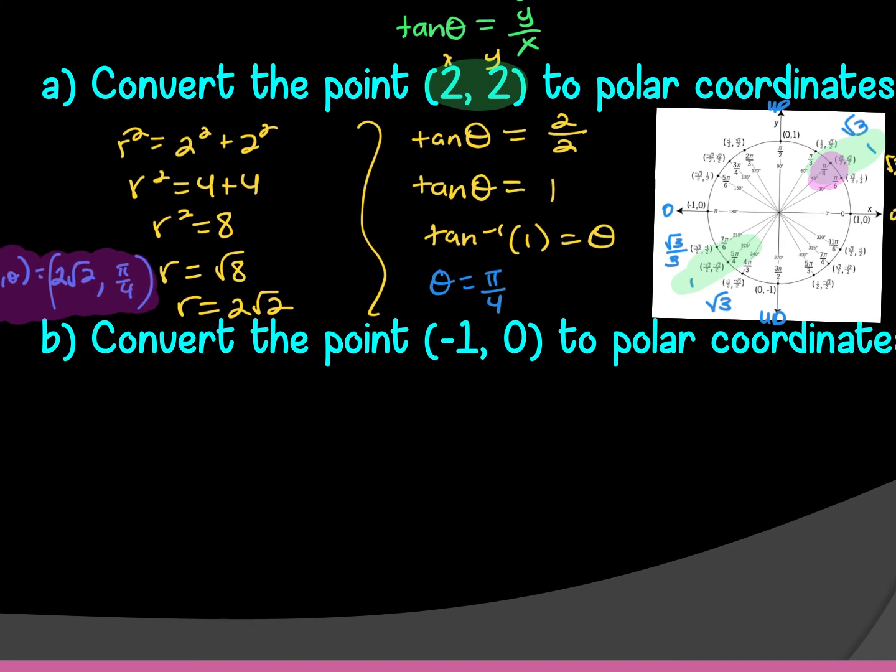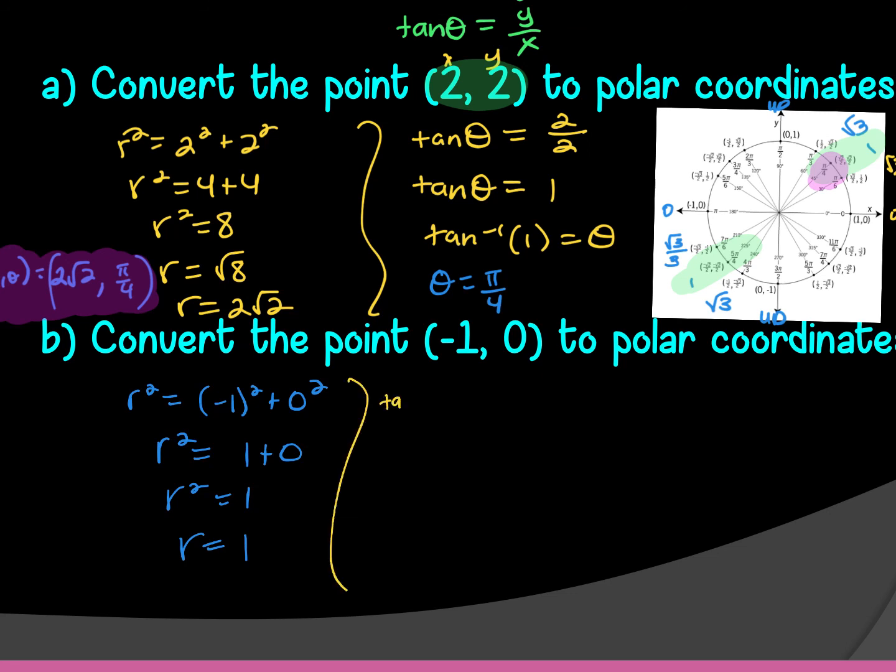All right, B says convert the point negative 1, 0 to polar coordinates. So again, I'm going rectangular to polar. R squared would equal negative 1 squared plus 0 squared. R squared would equal 1 plus 0. R squared would equal 1. R would equal square root of 1, which is 1. Technically, it's plus or minus 1, but radius is always positive, so we ignore the negative.